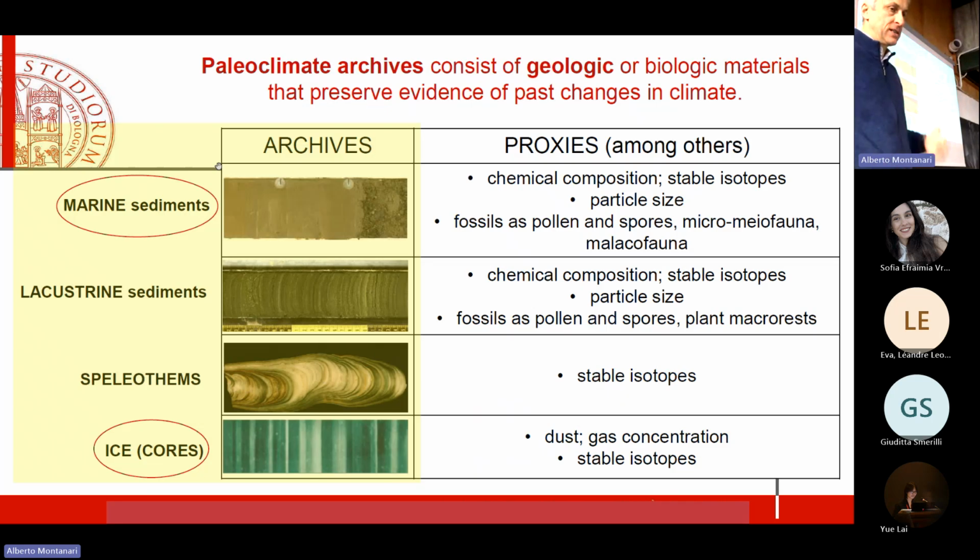Okay, so let's try to look at more details of what we are looking for. So the archives, here you see on the left of this slide, 4 examples, 4 types of archives: marine sediments, lacustrine sediments, ice cores. We already discussed these very briefly.